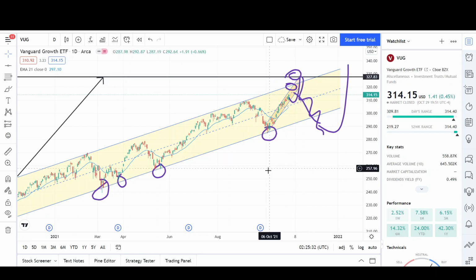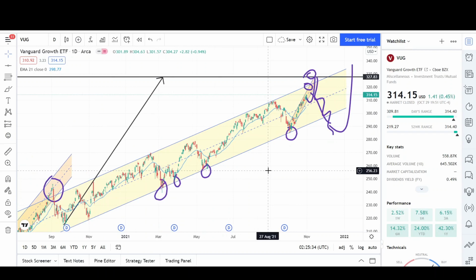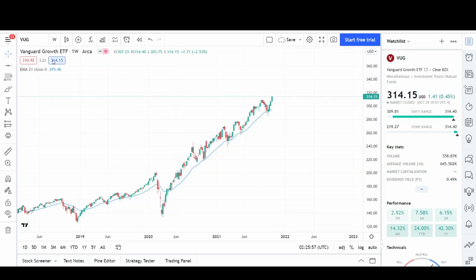So that's pretty much my analysis on the daily chart. So let's go ahead and take a look at the weekly chart. So here we have the weekly chart, and every time we come up to the EMA, we find some type of support and a bounce. So these are great buying opportunities, since this is a very strong uptrend.